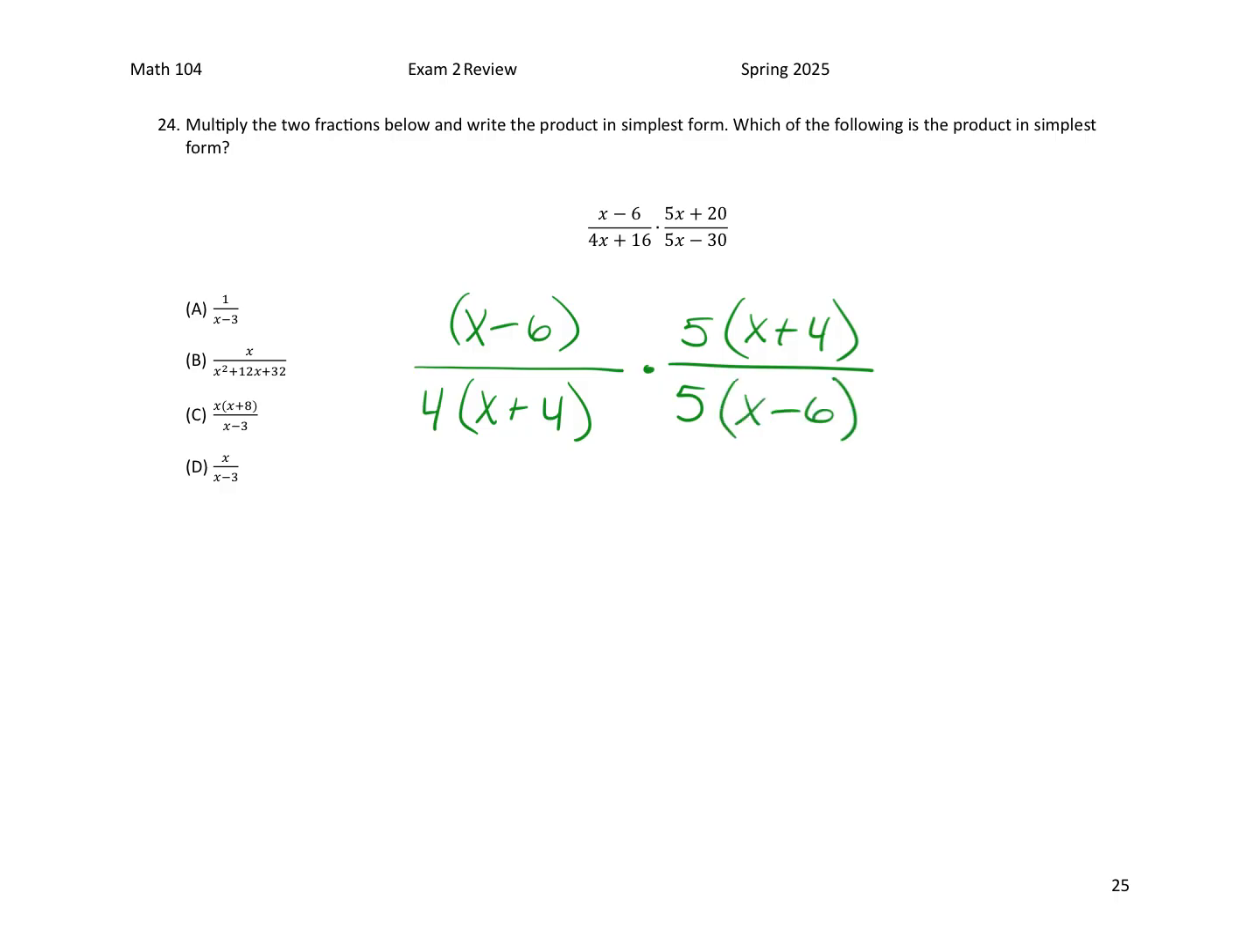And then any identical factors on the top and the bottom can be canceled. So I have an x plus 4 and an x plus 4. I have a 5 and a 5, and an x minus 6 and an x minus 6. And the only thing left is a 4 in the denominator.